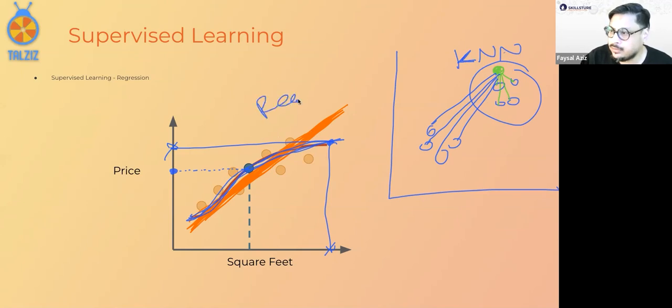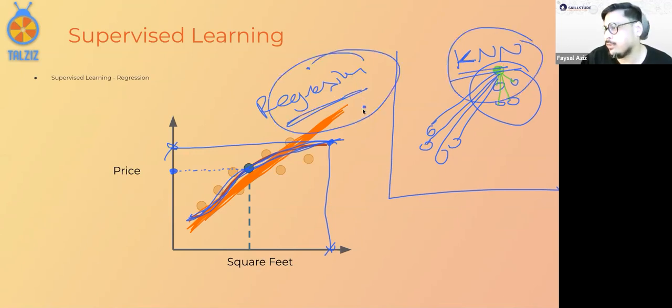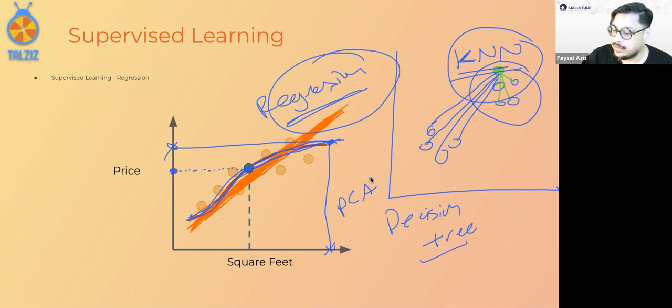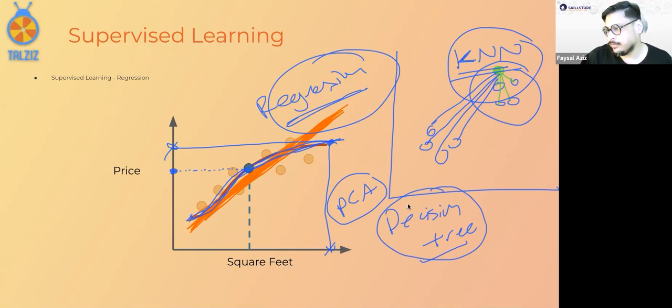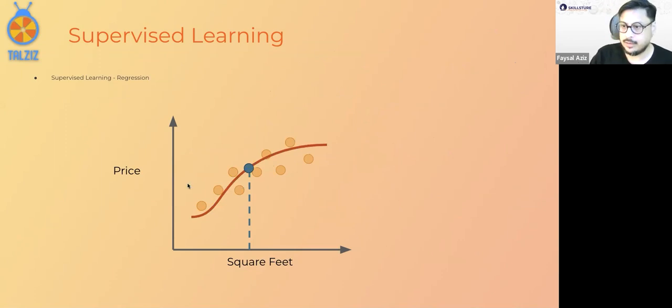So regression and K nearest neighbor. These are machine learning algorithms, or models. So there are quite a few. There's some called PCA. There's something called decision tree. So there are quite a few of them, and these are actually quite deep topics. So I will just touch on them and maybe demonstrate one of them to you. Okay, so now moving on.